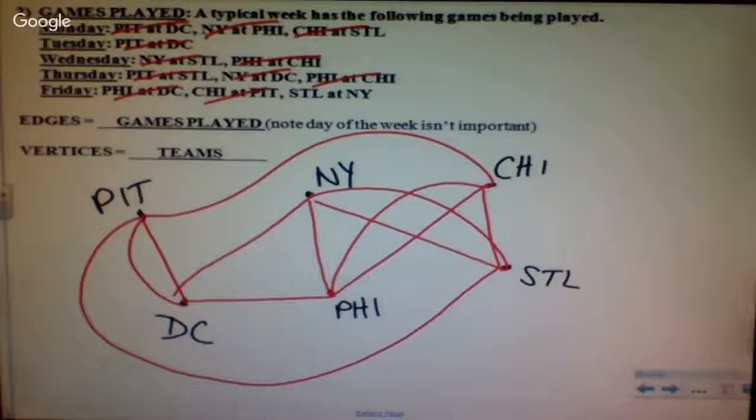There's 2 at St. Louis and New York? Yes. That is tricky.